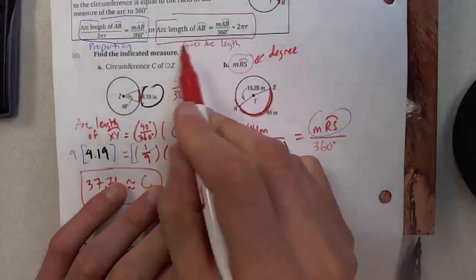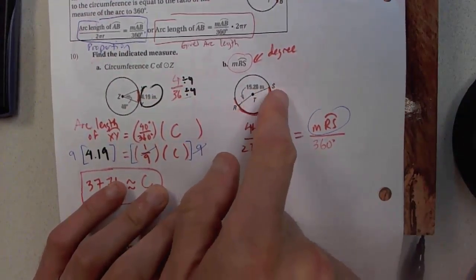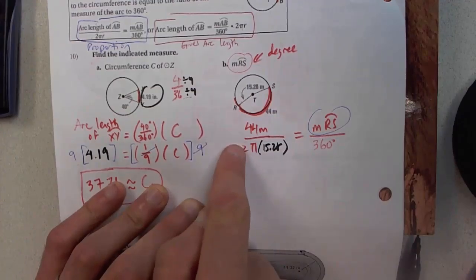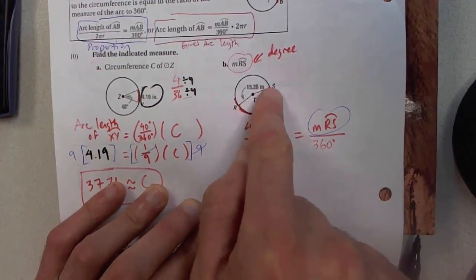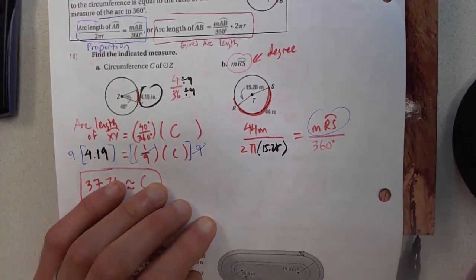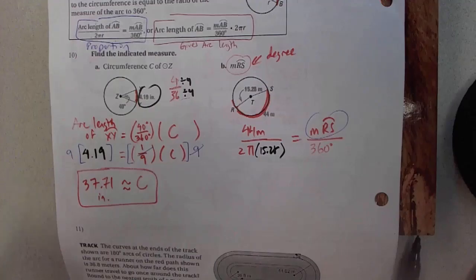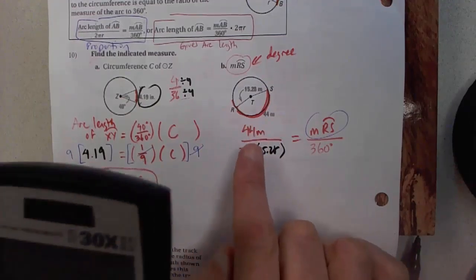Again, you could have used this one. I'm doing this one. You're just saying this over this, right? This length to the whole length, which I know both of those numbers, is the same as this degree, which I don't know, to the whole degree, which we know is always 360 for a circle, right? So this fraction equals this fraction. It's just a proportion.